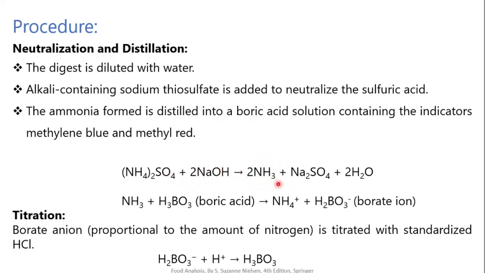It liberates ammonia, and along with that sodium sulfate is formed along with water. That ammonia which is liberated reacts with boric acid and forms an ammonium ion, along with the formation of borate ion. This borate ion, when it reacts with standard acid, forms boric acid. The borate ion formed is proportional to the amount of nitrogen, and it is titrated against the standard acid, and in this way we find out the amount of nitrogen present in the given sample.